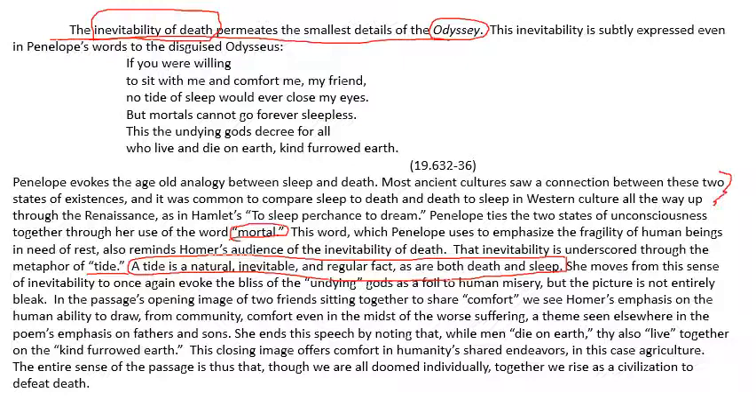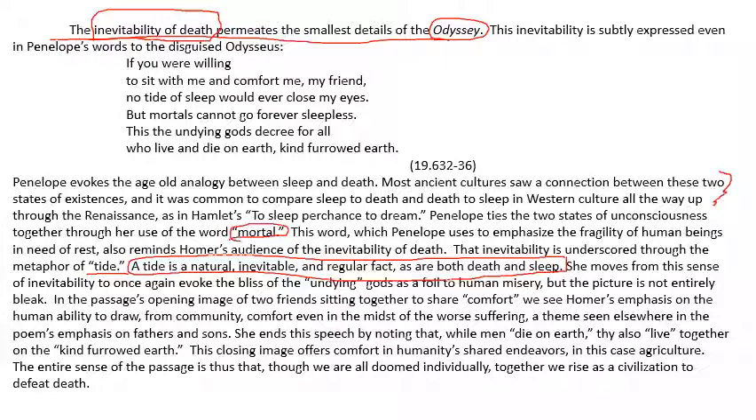Paragraph goes on. She moves from this sense of inevitability to once again evoke the bliss of the, quote, undying gods as a foil, that is a contrast to human misery. But the picture is not entirely bleak. In the passage's opening image of two friends sitting together to share comfort, we see Homer's emphasis on the human ability to draw from community comfort even in the midst of the worst suffering, a theme seen elsewhere in the poem's emphasis on fathers and sons. She ends this speech by noting that while men die on earth, they also live together on the kind furrowed earth. This closing image offers comfort in humanity's shared endeavors, in this case agriculture.